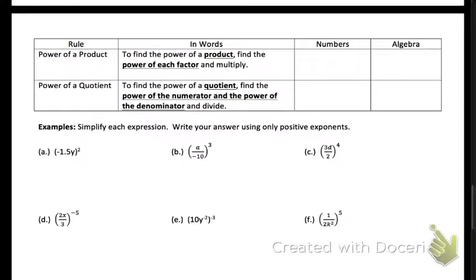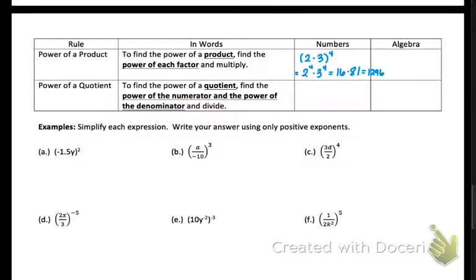To find the power of a product, you're going to find the power of each factor and then multiply. So for example, if I had 2 times 3 to the fourth, then that would become 2 to the fourth times 3 to the fourth, which is 16 times 81, which gives me 1,296. So that would be your answer.